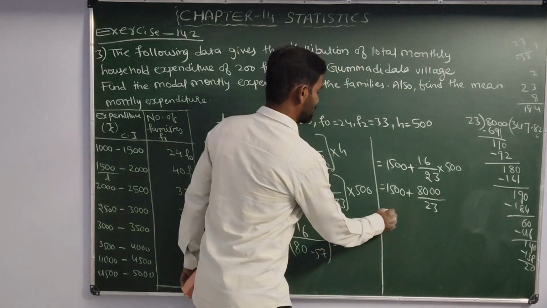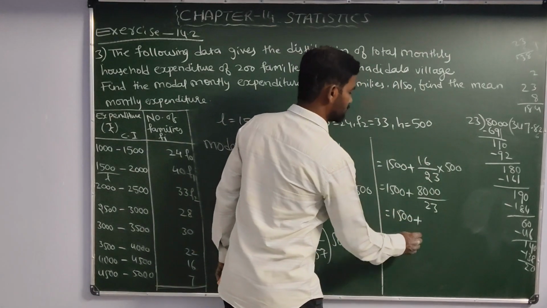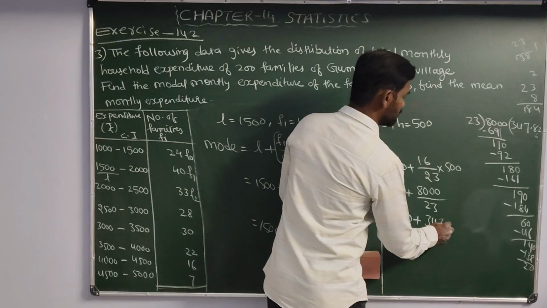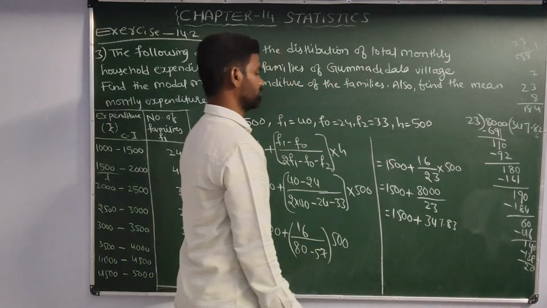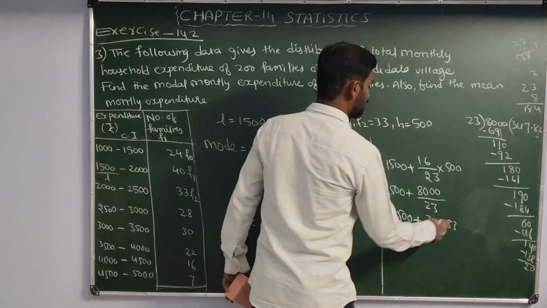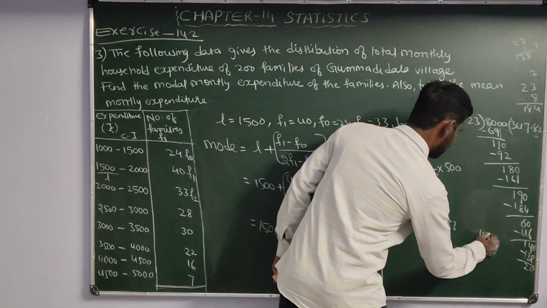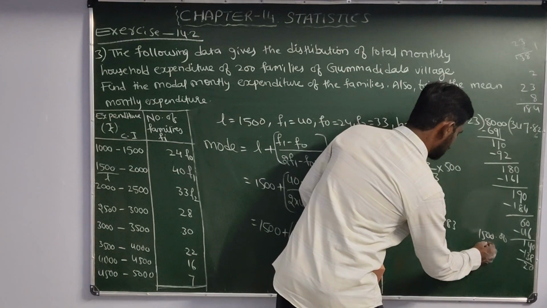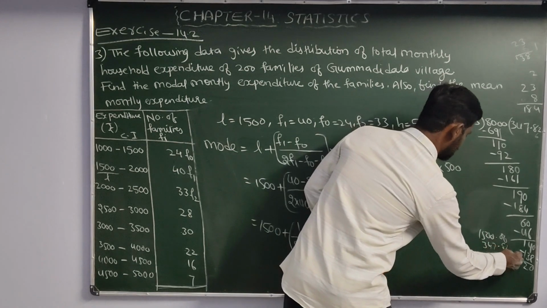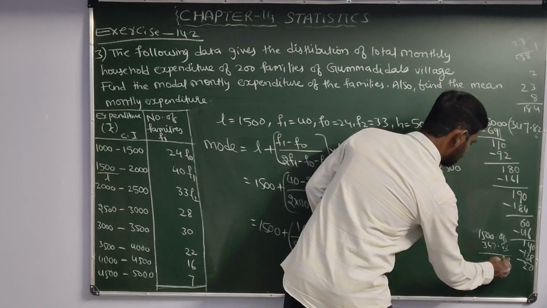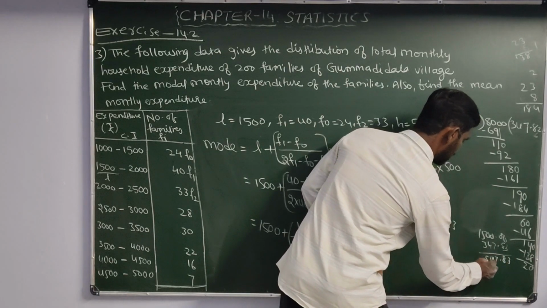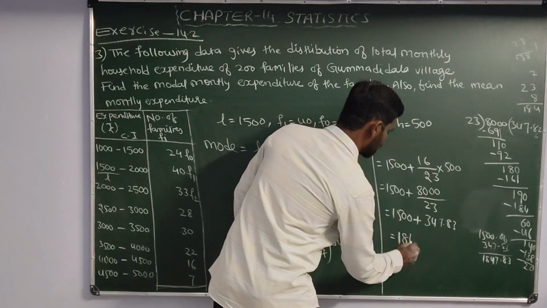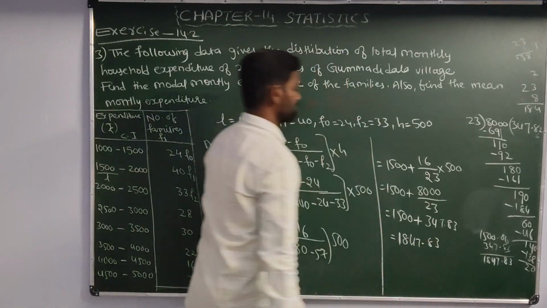So we can write here 1500 plus 347.83 approximately. So from 1500 plus 347.83, it is equal to 1847.83. That is the mode.